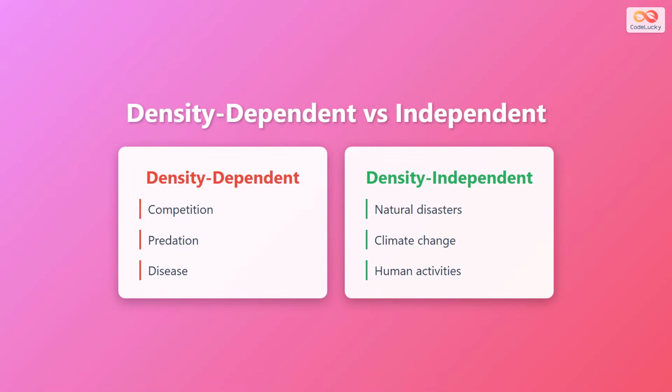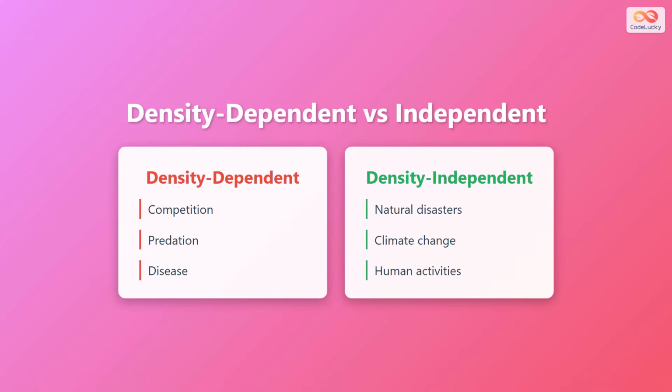Factors affecting carrying capacity fall into 2 categories. Density-dependent factors are those that become more intense as population density increases. These include competition for resources, predation, and disease transmission. As populations grow denser, individuals compete more fiercely for food and space. Predators find prey more easily, and diseases spread more rapidly.